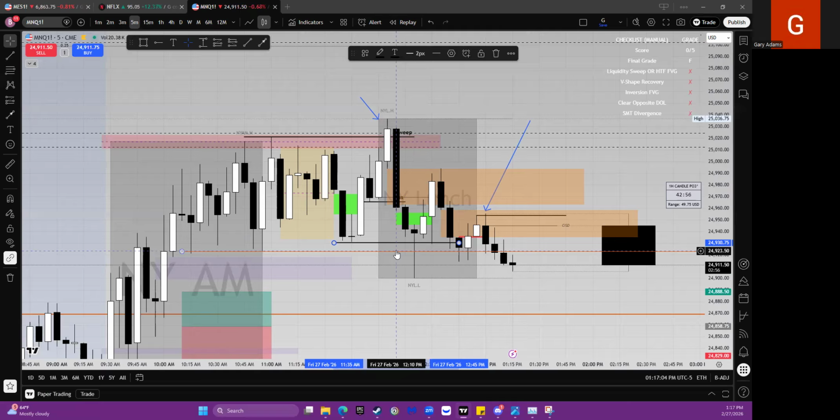Like with that order block and that fair value gap right there, that trumps all of that. That makes me say, yeah, that's a great trade.